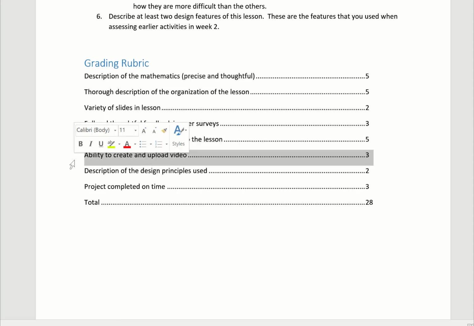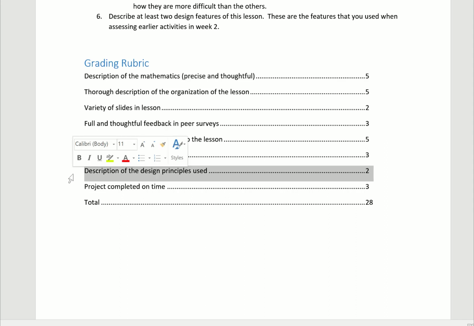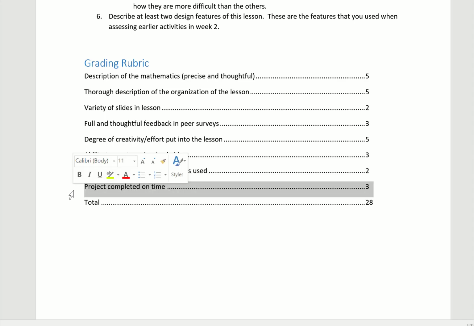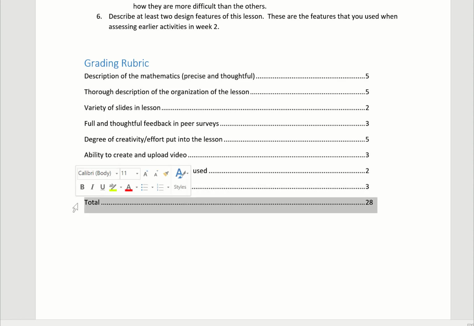Also, you're going to get points for just being able to create and upload a video, a description of the design principles that you used, and the fact that you completed the project on time. If we don't have all the projects done by Tuesday night at midnight, I won't be able to create the survey. And so we want to be able to create the survey, and hopefully you guys will be able to fill out the survey, and we'll close it by next Friday. I'll write all of that down. So the total is 28 points.